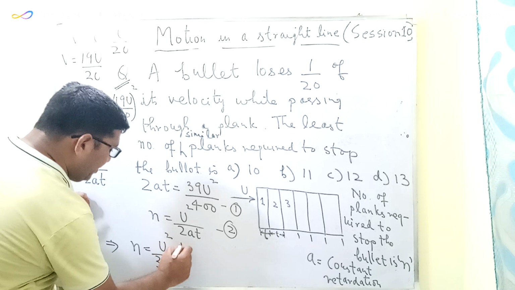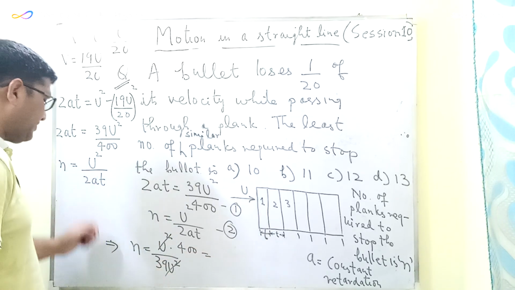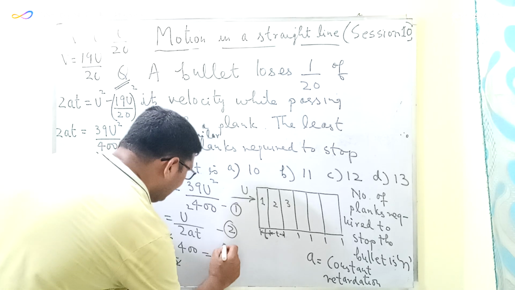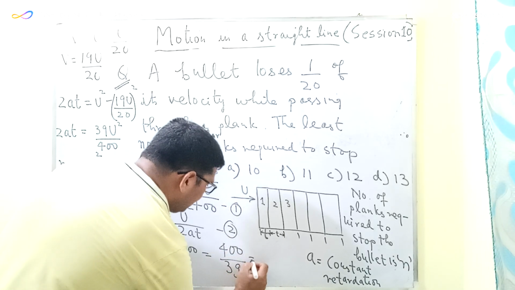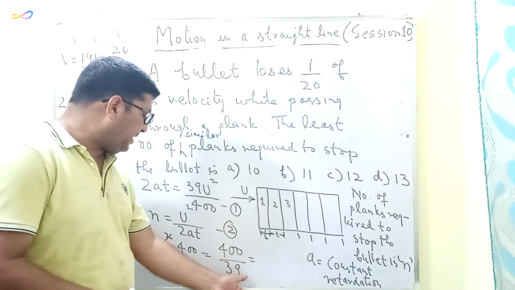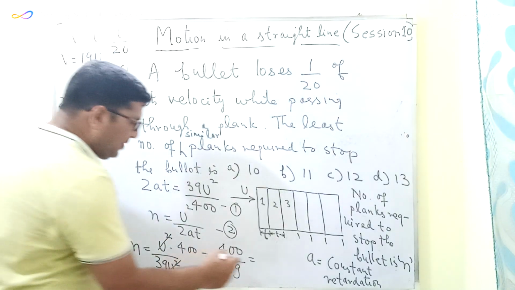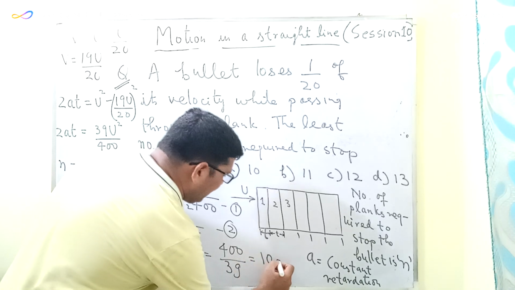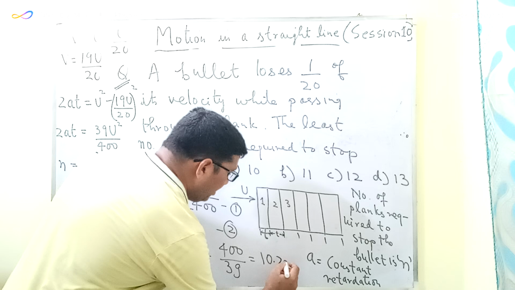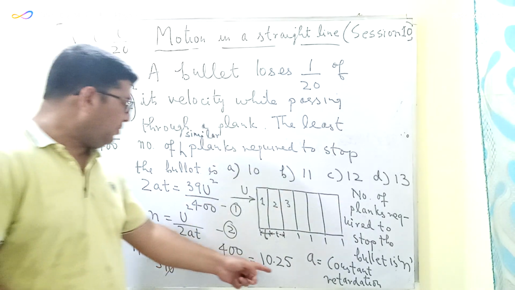Now 400 will come into the numerator. So this is equal to u square, and u square will get cancelled out. Finally what I will be getting is 400 divided by 39. Now 39 multiplied by 10 is 390, so this value will be slightly more than 10. It is approximately equal to 10.25. So the value of n is coming to 10.25.